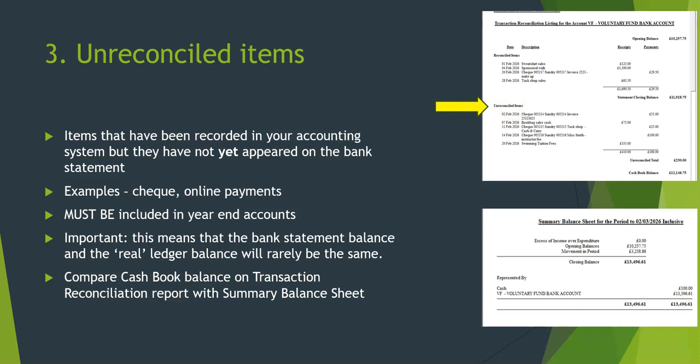So unreconciled items are important, and the cash book balance is the real cash figure. And so what we have to do is compare that figure, the bottom of the two figures, with the bank figure that appears on the summary balance sheet, and those two figures should be exactly the same. Let's hop back to our spreadsheet.